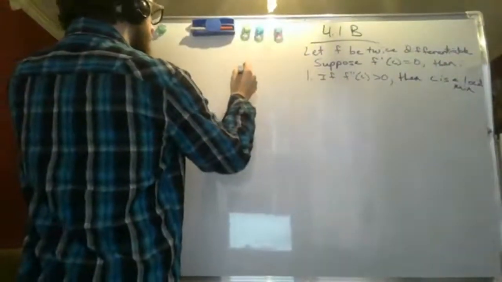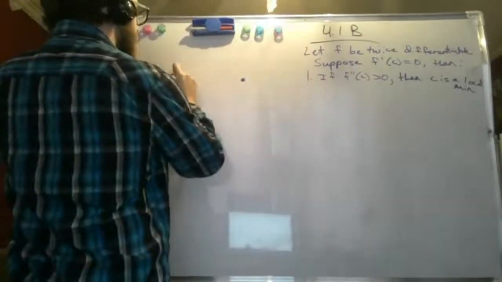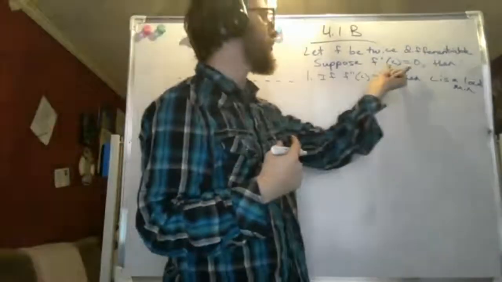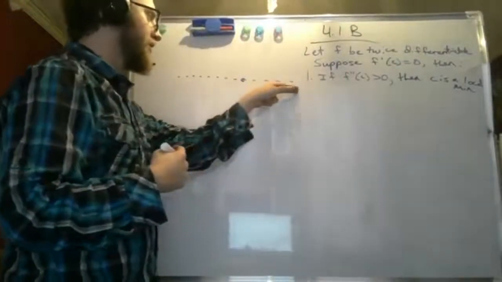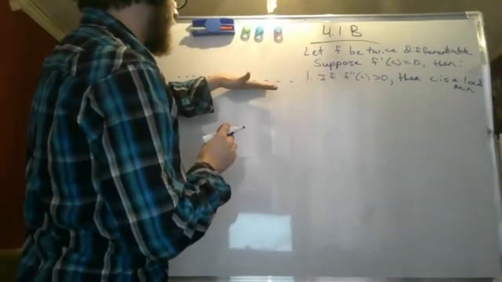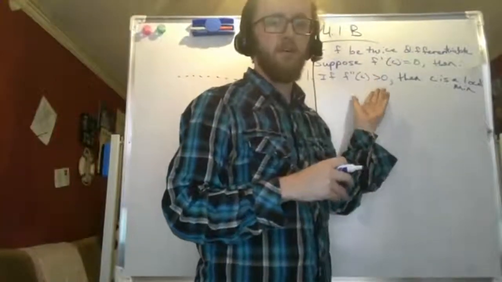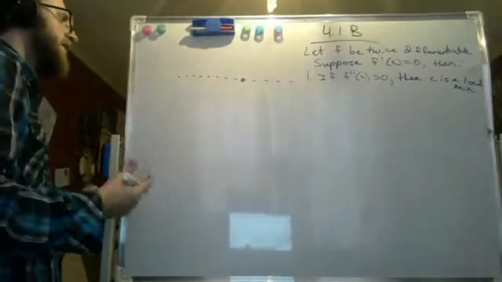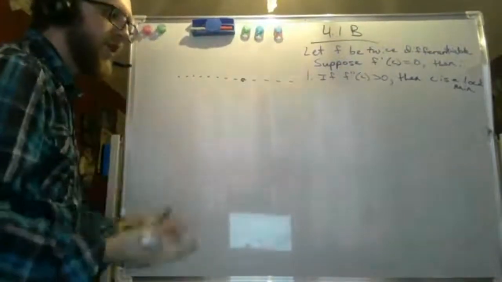Well, think about it. First, suppose we have some point. So here's our point c. And then suppose it's got a slope of 0. That's what it means to be a critical point. So we have this point, and it has a slope of 0. This is the dotted line indicating slope. And then we suppose that its second derivative is greater than 0. What does that tell us? Well, that tells us that the function is concave up.